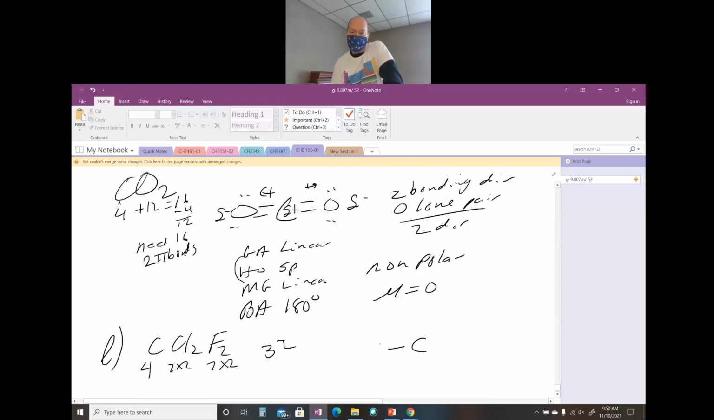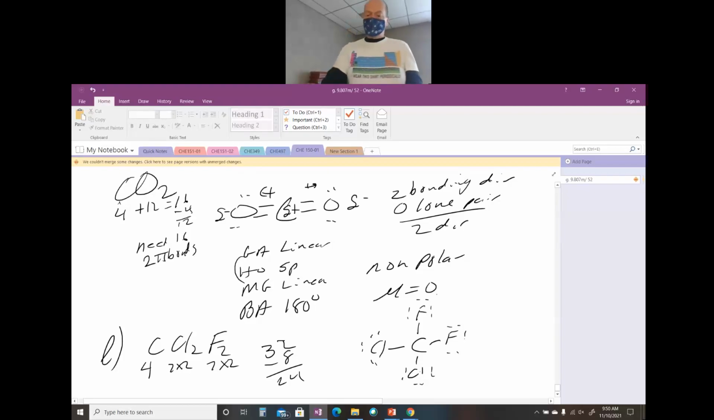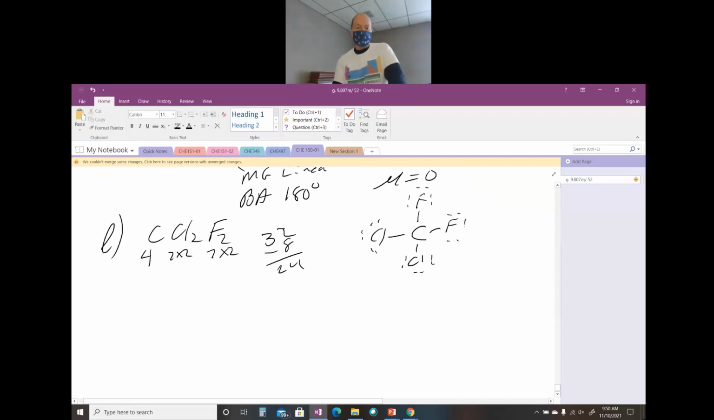Central atom is carbon. Carbon is bonded to a chlorine, a chlorine, a fluorine, and a fluorine. So we subtract 8. We have 24. That is the perfect number to give everything an octet. All right, and so we have 4 directions, all of those are bonding directions. So our geometric arrangement is tetrahedral, and our hybrid orbital is sp3.